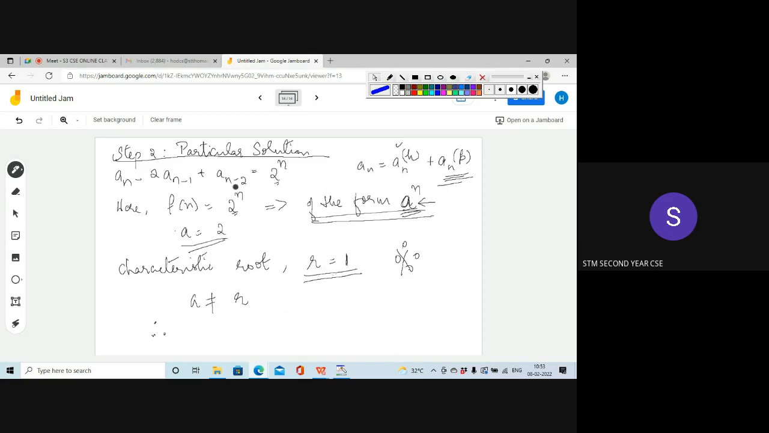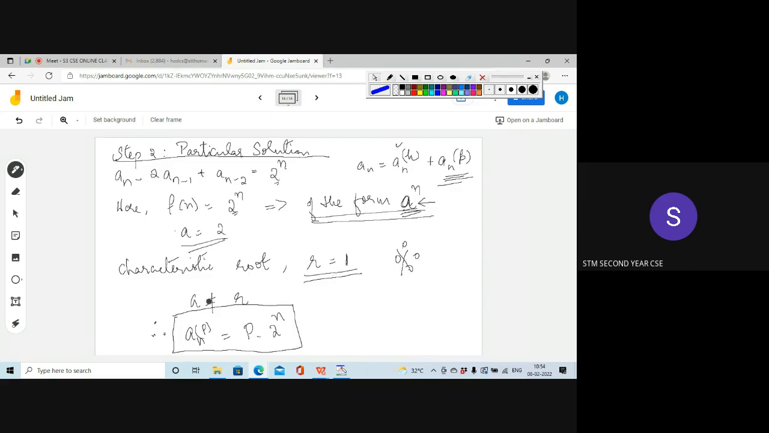The a is the value given in the question, the base of the exponent 2 raised to n. The base, what is given in the question, is a. So a is equal to 2, and r is what we found out in the homogeneous part. Compare a and r. We find that a is not equal to r. If a is not equal to r, then our particular solution a_n^(p) is equal to a constant p into 2 raised to n. This is our particular solution if a is not equal to r.